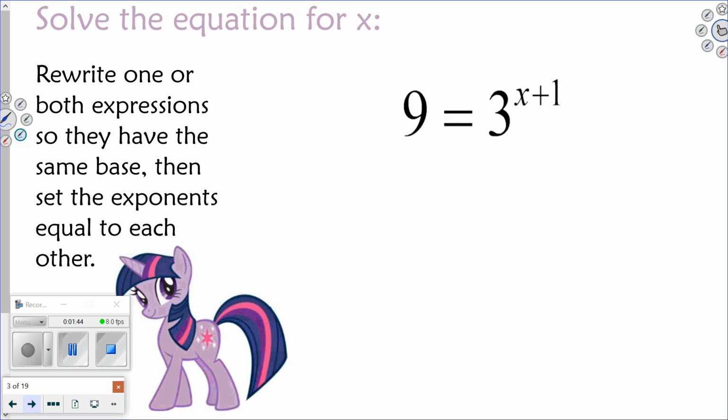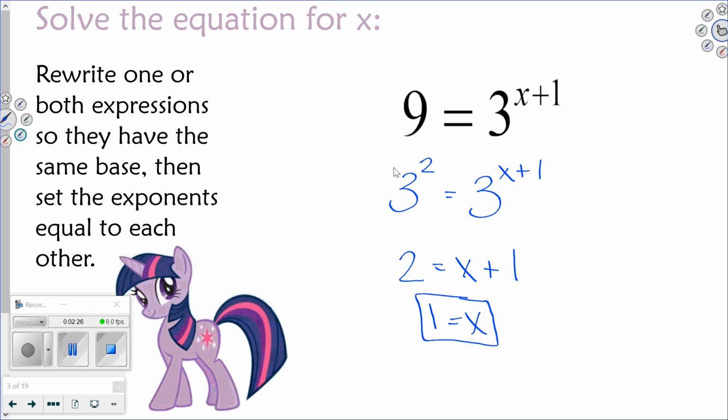So for this one, are my base numbers the same? No. But can I rewrite one of them so that they are the same? Yeah, I can rewrite 9 as what? Good, so I can rewrite 9 as 3 squared. By rewriting it as 3 squared, I now have the bases are the same. They're both 3's. So what do I know then about its exponents? They have to be the same. They have to be equal to each other. So then I can just set 2 equal to x plus 1 so that I can solve.